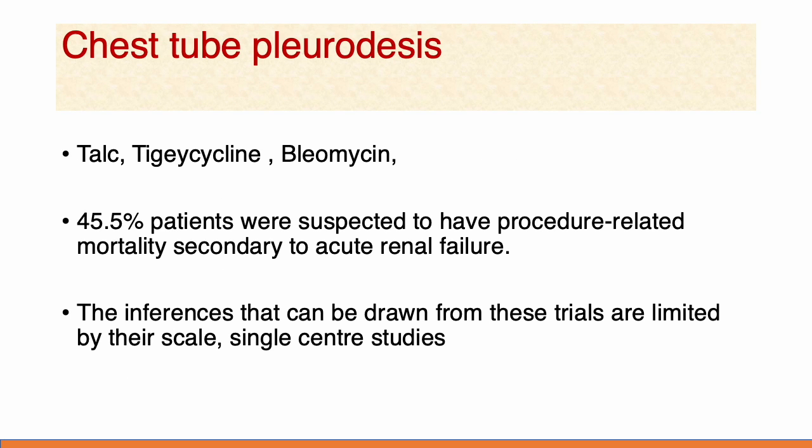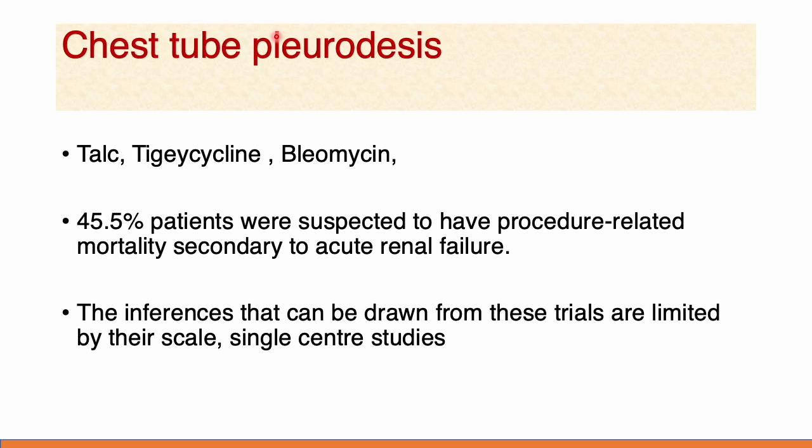How about chest tube pleurodesis? Should we do that? Again, there have been a lot of agents that have been tested, talc being one predominant one, with studies also mentioning tigecycline and bleomycin. 45% of patients with hepatic hydrothorax will have procedure-related complications, infections, renal failures, and mortality. We don't have direct trials addressing this. We are only looking at single center studies and case reports.